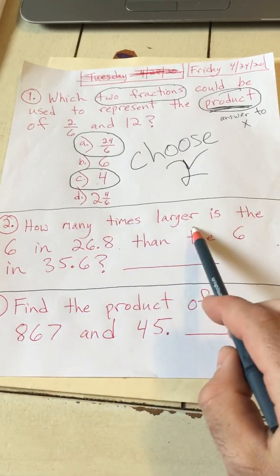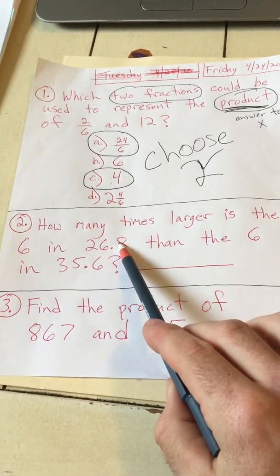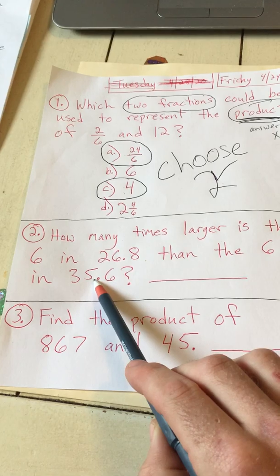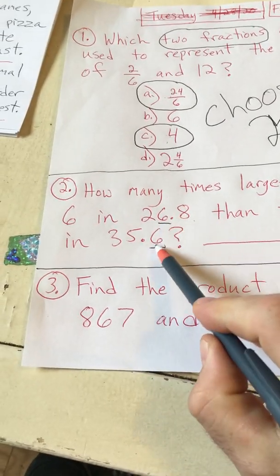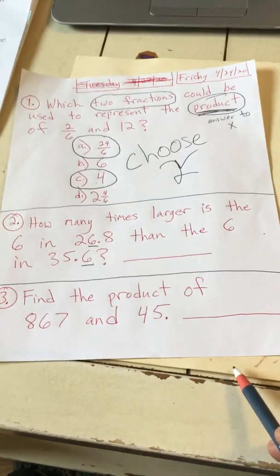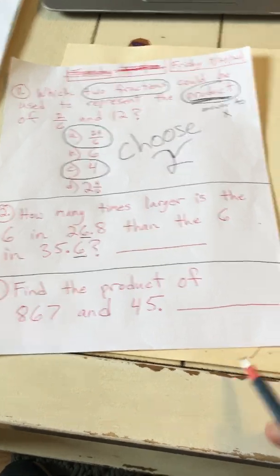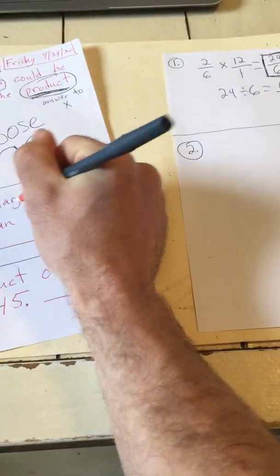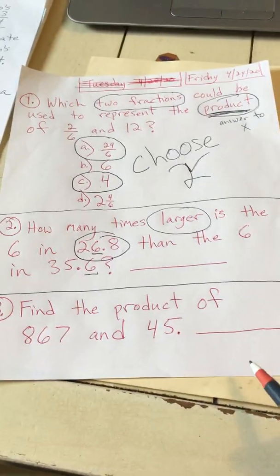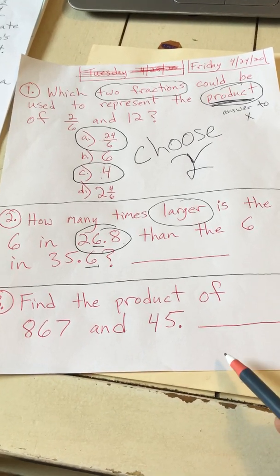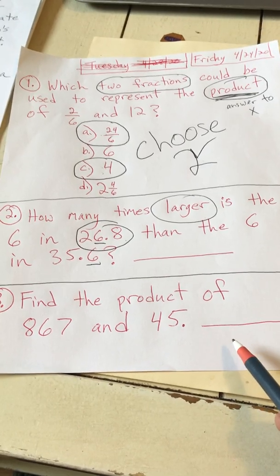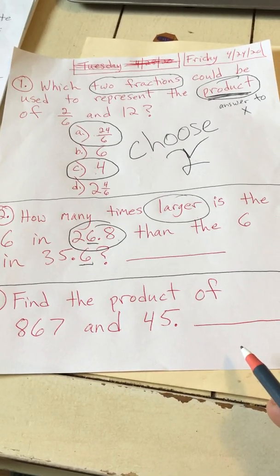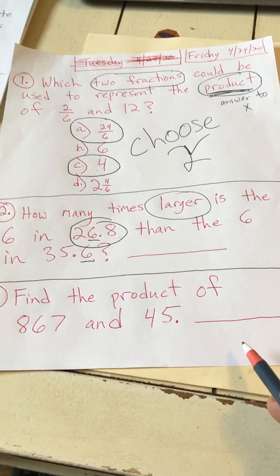So how many times larger is the 6 in 26.8 than the 6 in 35.6? So we're comparing this 6 to this 6. How many times larger is the 6 in this one? So it's telling us that it is larger, right? How many times larger? So let's see. We're going to start with this one. 26.8 is how many times larger than 35.6?